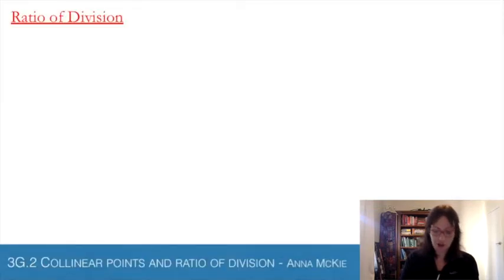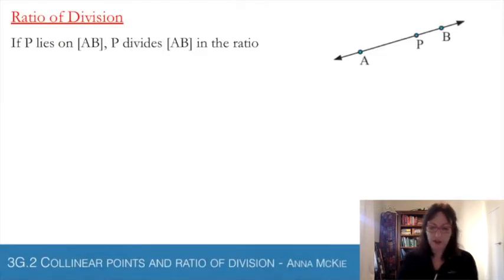Second part, ratio of division. So if we have a point P and it's lying on the line AB, then we can say that P divides AB in the ratio of, written like this, so AP to PB is what we say, separated by a colon there. So there'll be two numbers either side of that colon.